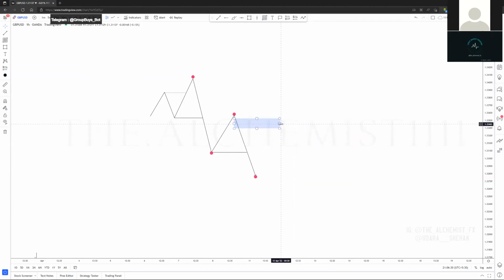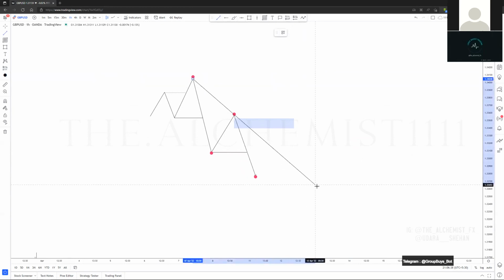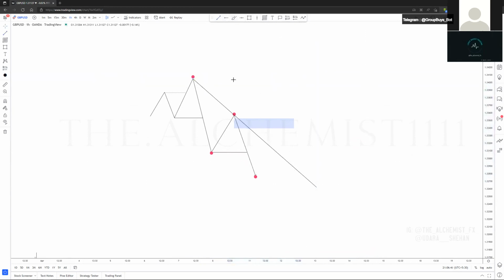Or else, now what we should understand is that not only smart money and supply and demand traders want to enter the market here. We have trend line traders. See that? Now we have the trend line traders. Now, what are they expecting?